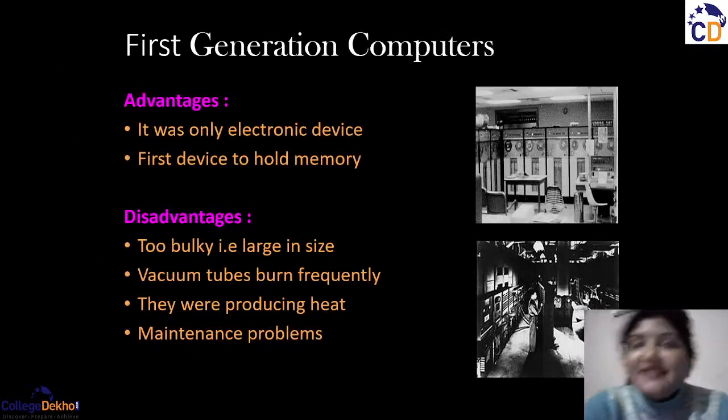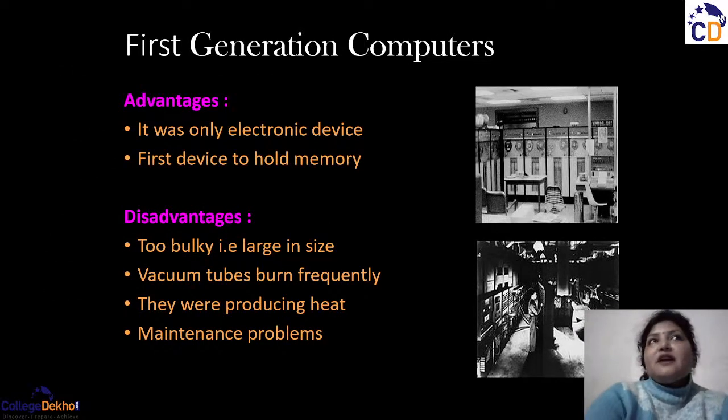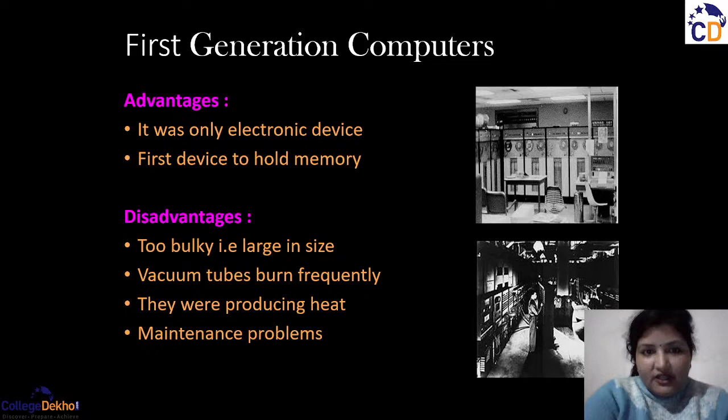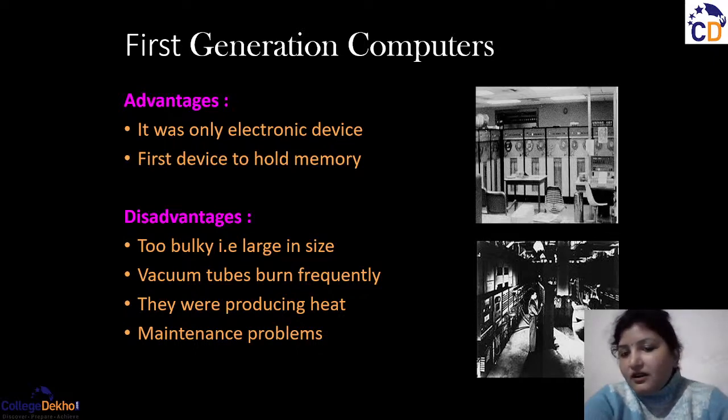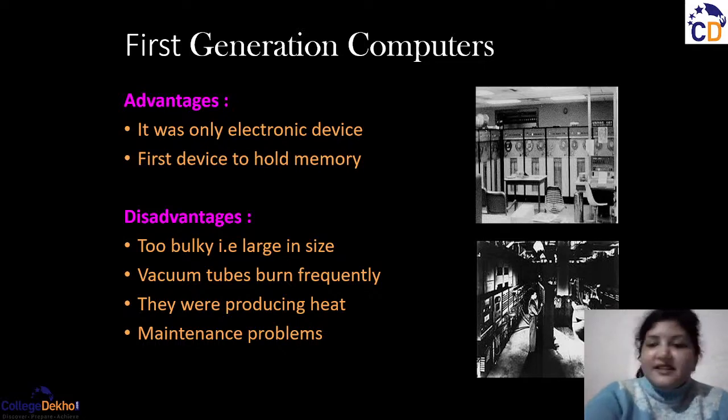Before moving to the second generation, I have written down some of the advantages after each generation so that you are able to understand why we are using such things. Now you can see in the picture such a huge, big machine, and this machine is basically occupying the whole room. In the second picture also you may see a large, big room for having such a machine. So these are some disadvantages also, but it has some advantages.